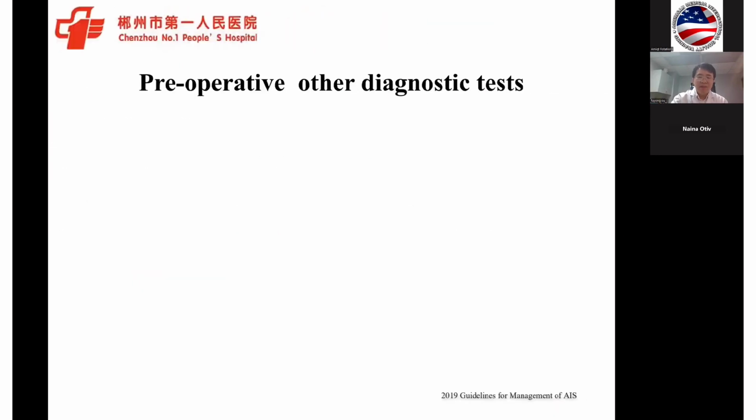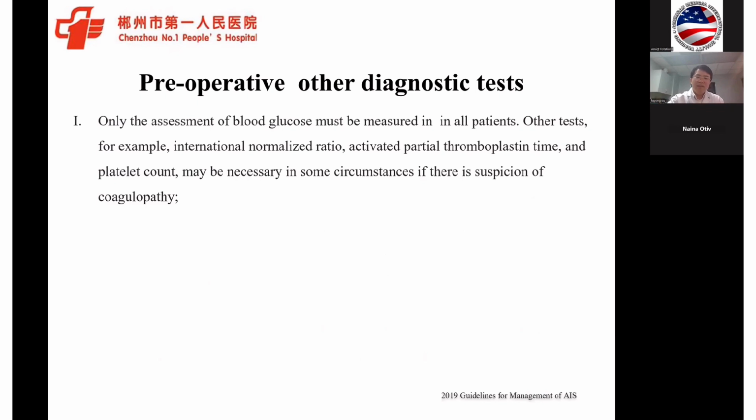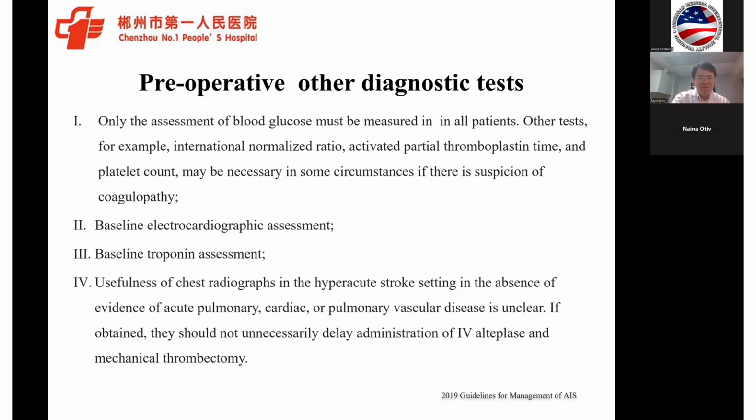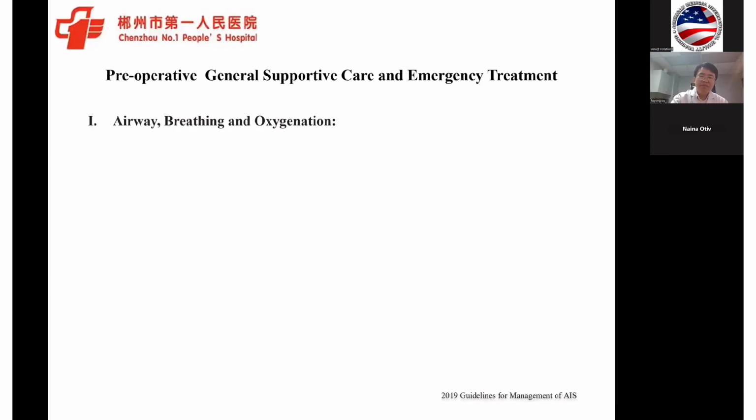There are also other diagnostic tests. One, the assessment of blood glucose must be measured in all patients. Two, basically electrocardiograph assessments. Three, basically troponin assessments. And the chest radiograph is less useful in hyperacute stroke. And some general supportive care and emergency treatment should be given.